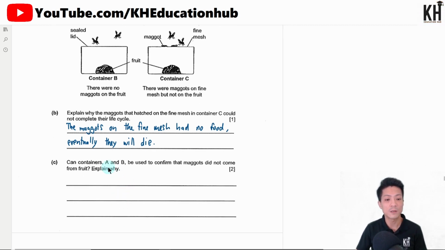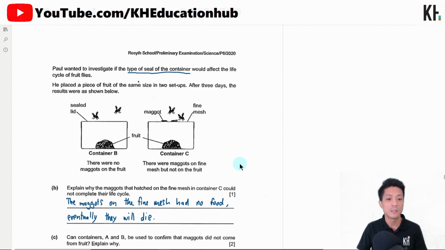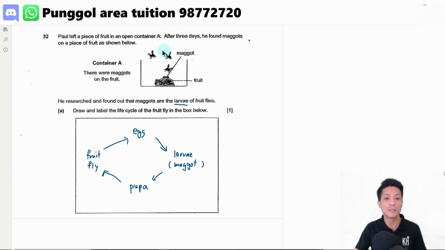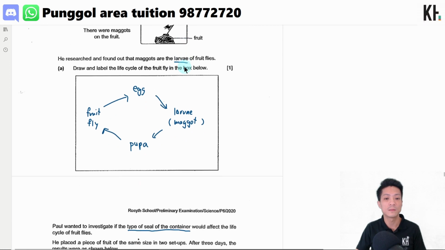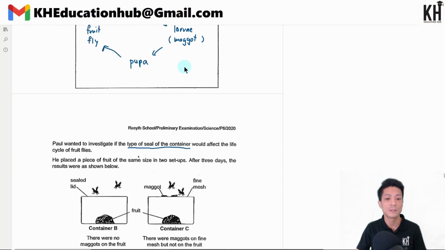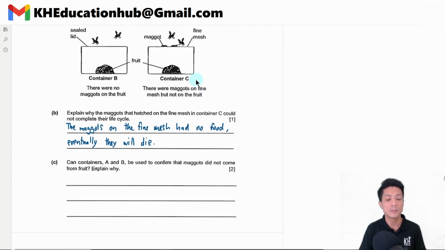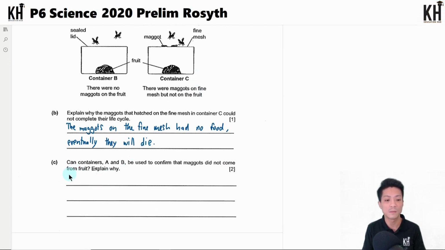Okay, part C, can container A and B be used to confirm that maggots did not come from fruit? Explain why. Okay, so container B is this one with the sealed lid. Okay, and container A is the one with the open lid. Okay, so the answer is yes.